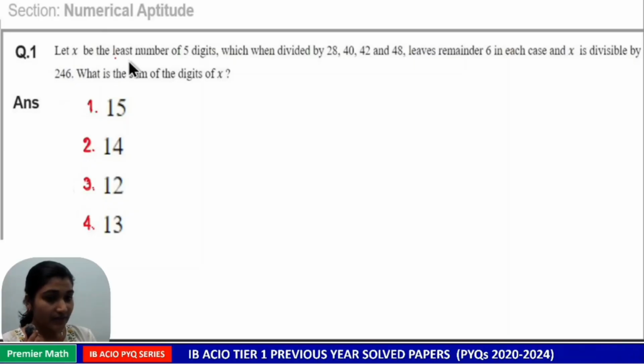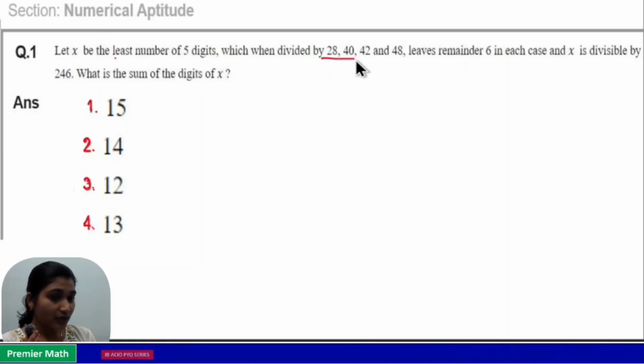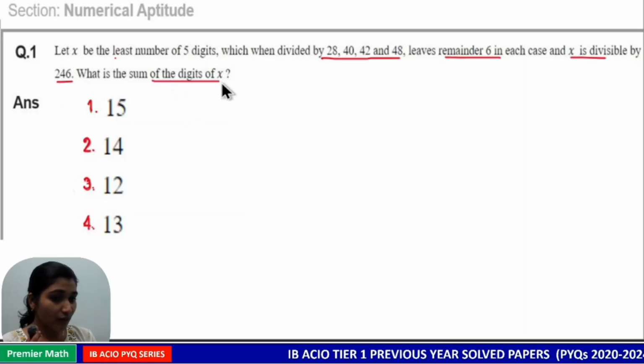Let x be the least number of 5 digits which when divided by 28, 40, 42 and 48 leaves remainder 6 in each case and x is divisible by 246. What is the sum of digits of x?